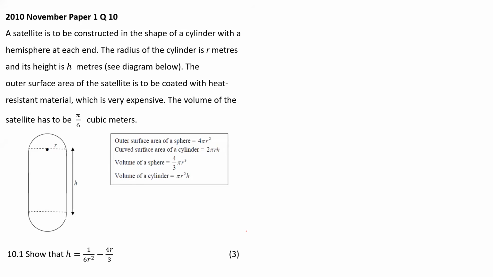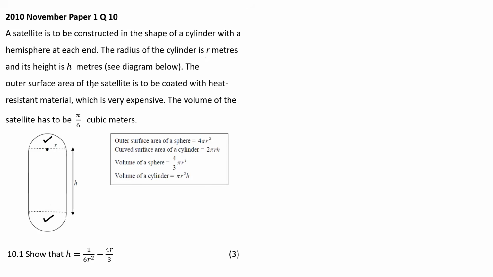The story. A satellite is to be constructed in the shape of a cylinder with a hemisphere at each end. The radius of the cylinder is r meters and its height is h. Let me read this again. A satellite is to be constructed in the shape of a cylinder with a hemisphere at each end. So they put the diagram to show that this will be the hemisphere. The radius of the cylinder is r meters and its height is h meters.